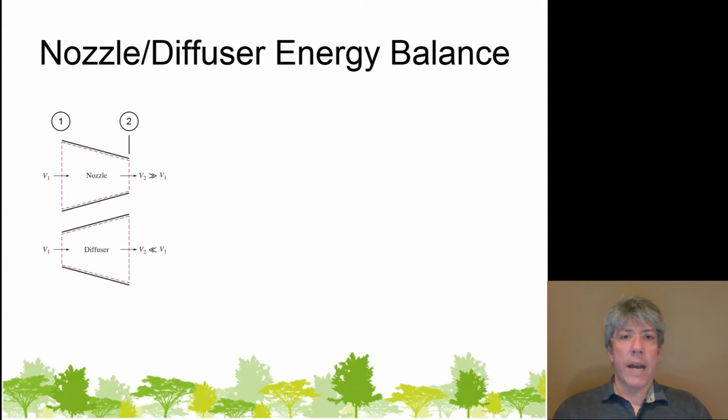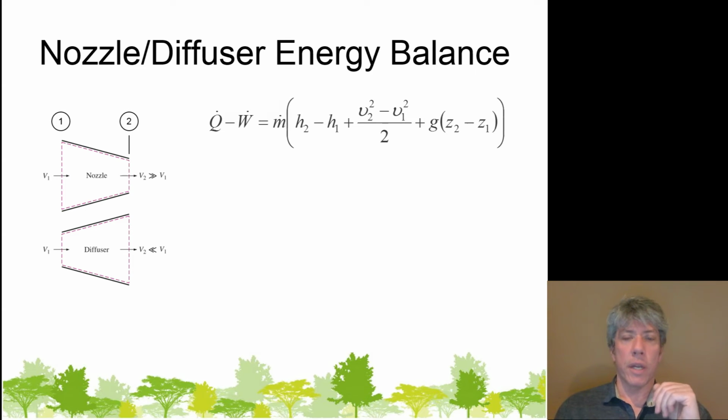So now let's apply our steady flow energy balances to some of these pieces of equipment. Let's start with nozzles and diffusers. So we're going to have flow come in from the left and go out to the right. Now the job of a nozzle and diffuser will become fairly apparent after we apply the energy balance to it.